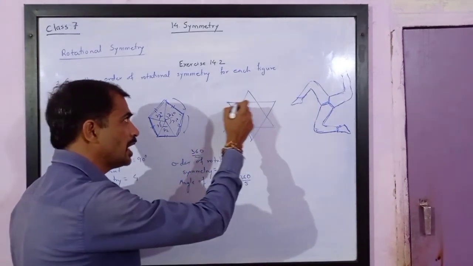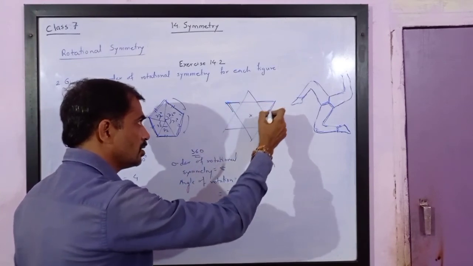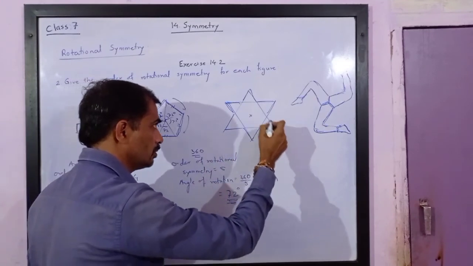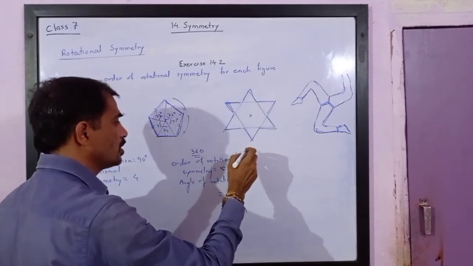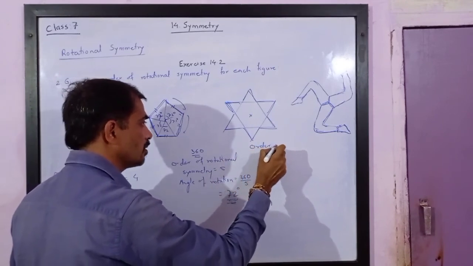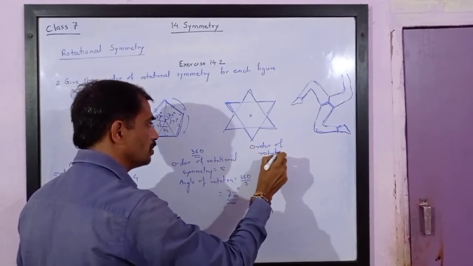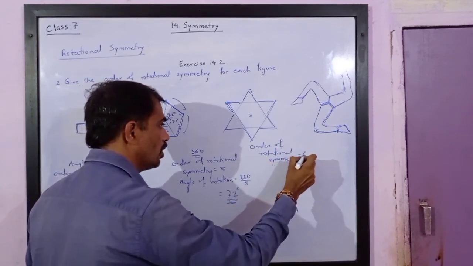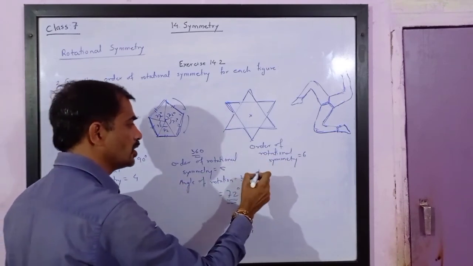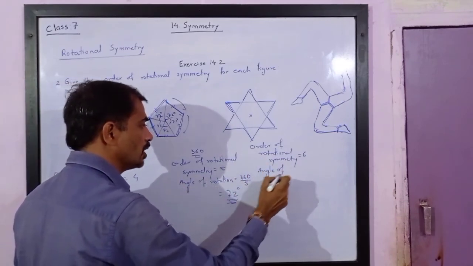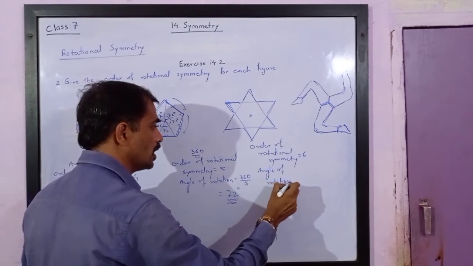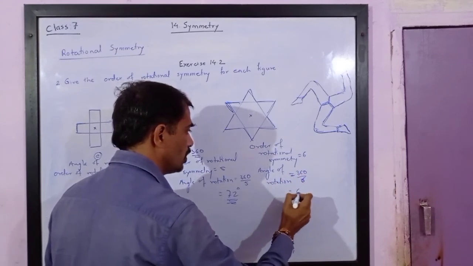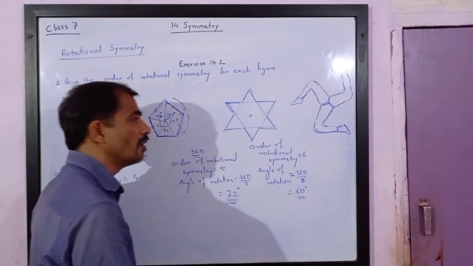Now here you will notice that there are six angles for this star. It means the order of rotational symmetry is 6. The order of rotational symmetry is equal to 6, and hence the angle of rotation is equal to 360 upon 6, which is equal to 60 degrees.